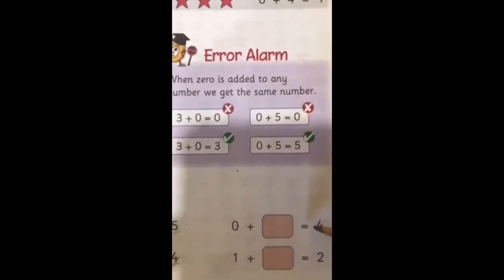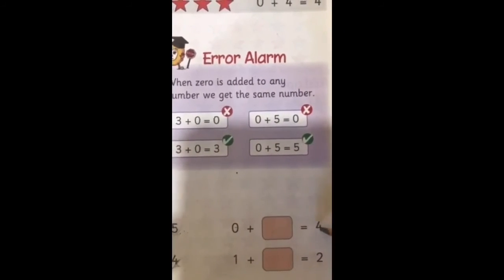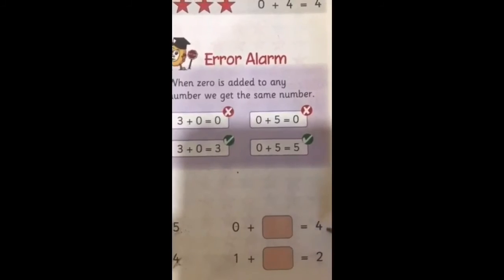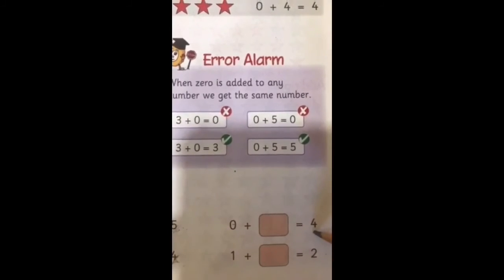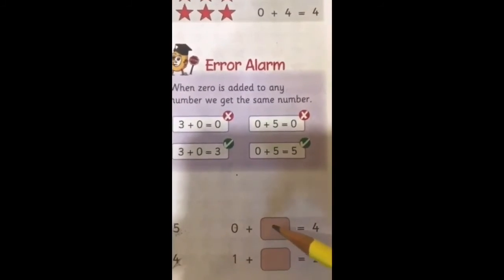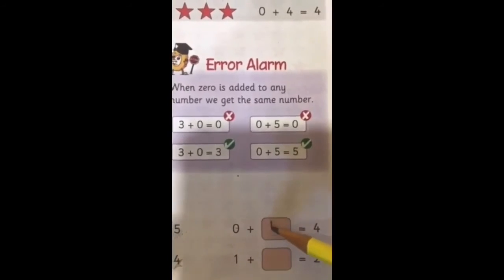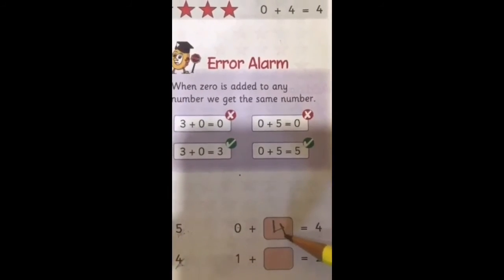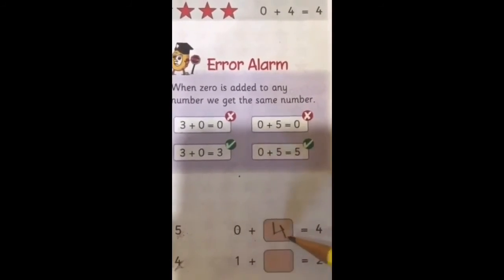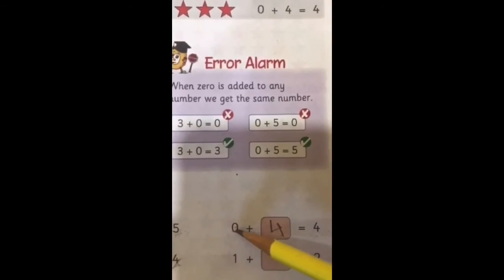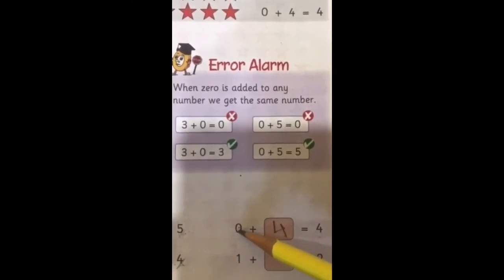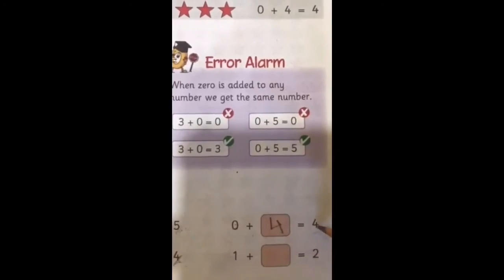0 plus dash equal to 4. So here the answer is already 4. So we have to find out what is the missing number here. Yes, 4. 0 plus 4 equal to 4. When we put 0, the value will remain the same.